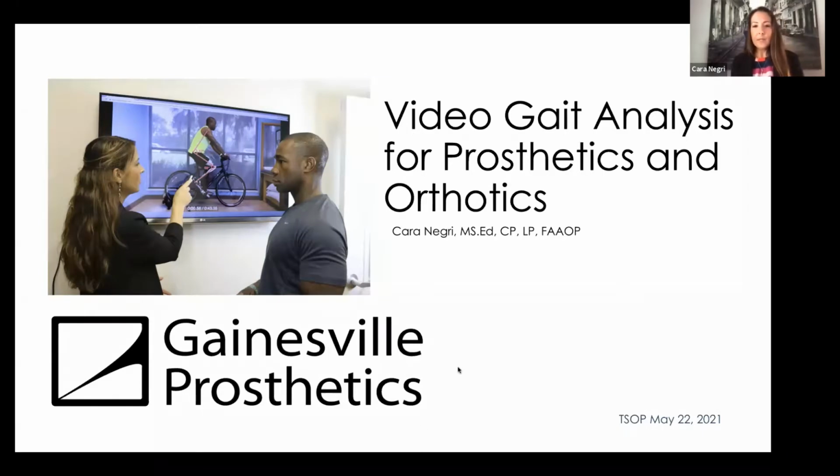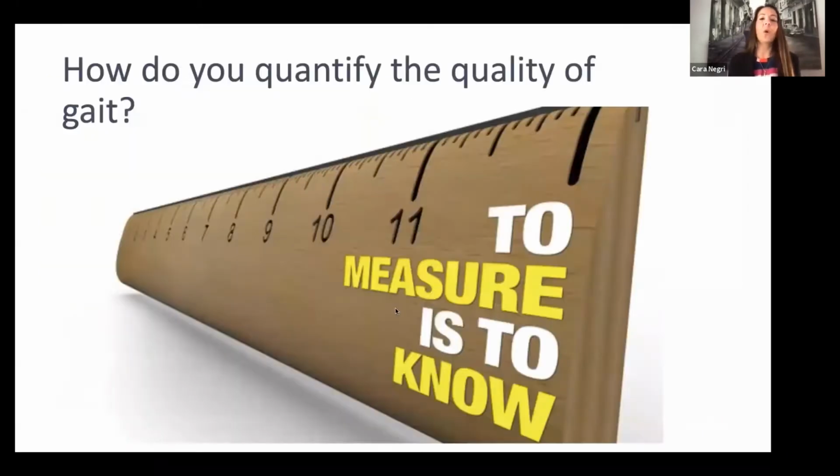So how do you quantify the quality of gait? I know that when I was in school, I was taught the 6 determinants of gait, and I was told to go through what's going on at the ankle, what's going on at the knee, and what's going on at the hip, and then maybe the trunk.